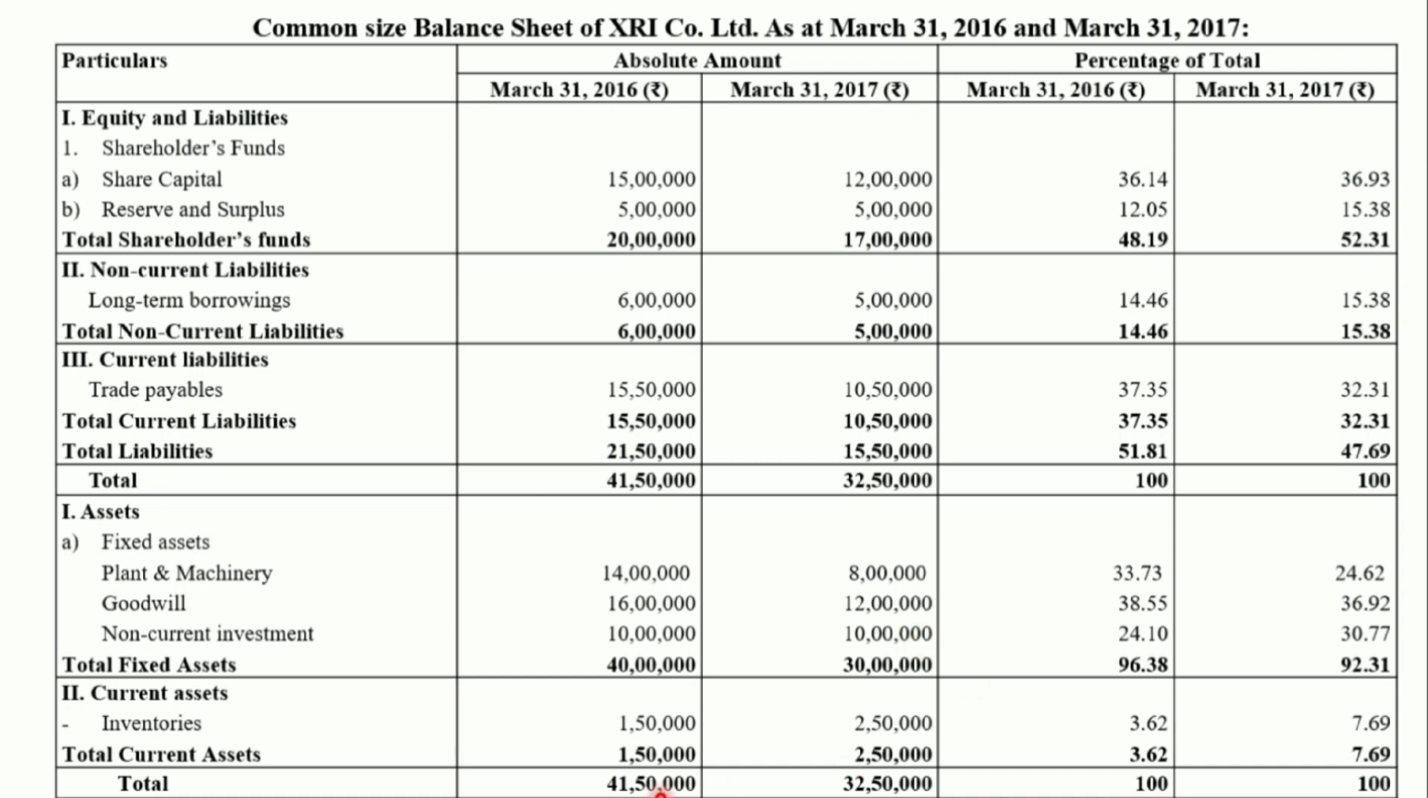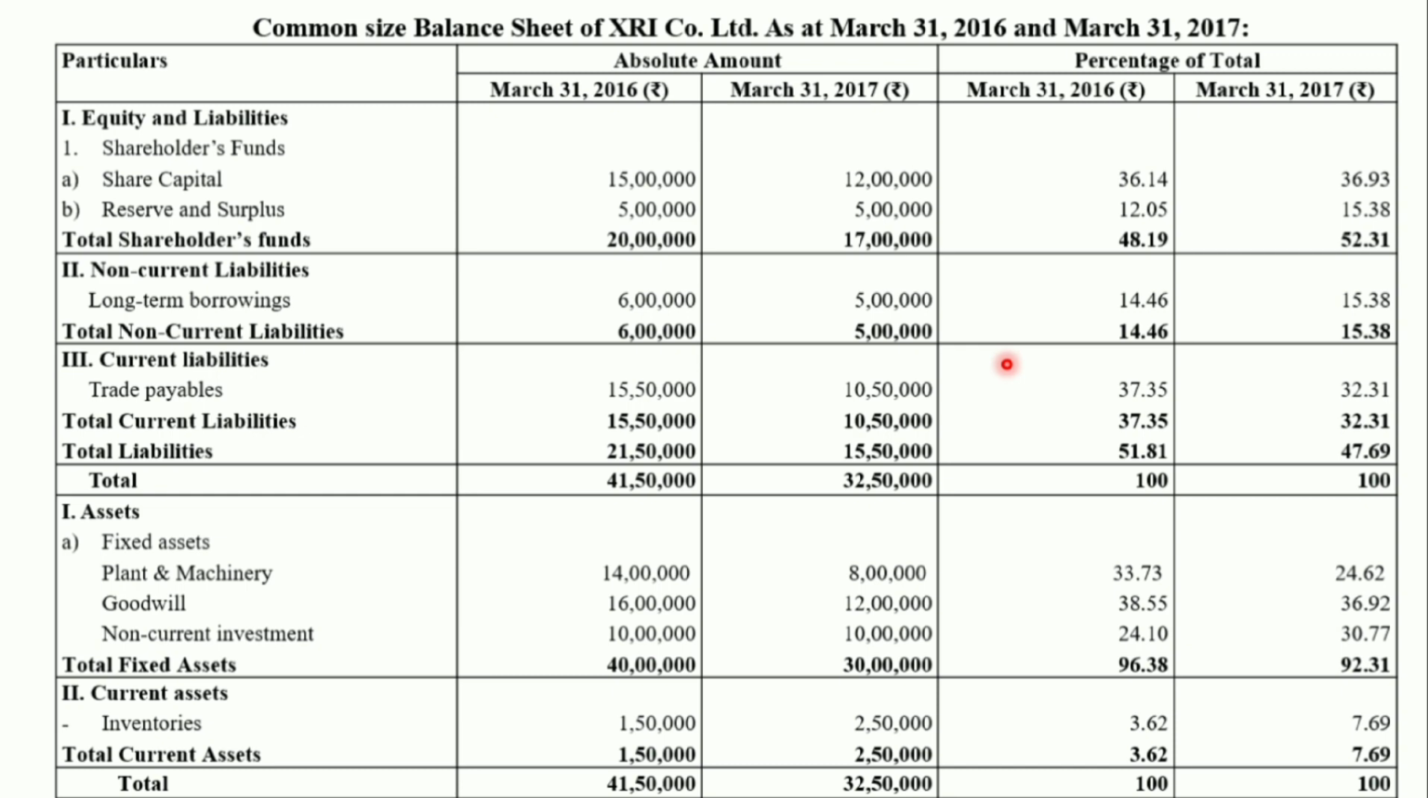Okay. Now we have to interpret this analysis. This is the analysis part. Now we have to interpret this result. What will be the interpretation? By critically analyzing this common size balance sheet, we can interpret that the total shareholders fund has increased from 48.19% to 52.31%. Long-term borrowing also increased from 14.46% to 15.38%. Total current assets have also increased, but total current liability decreased.